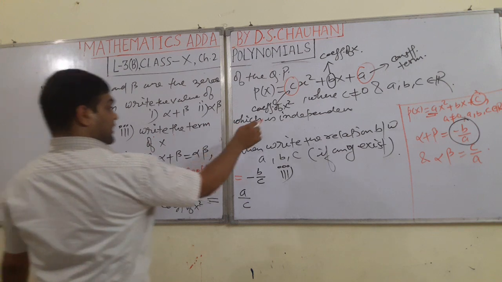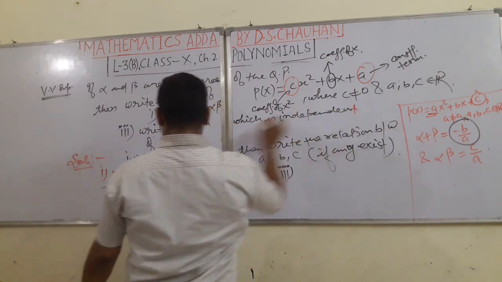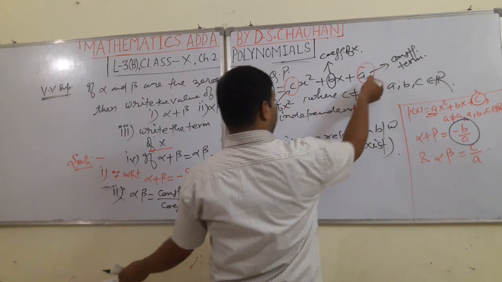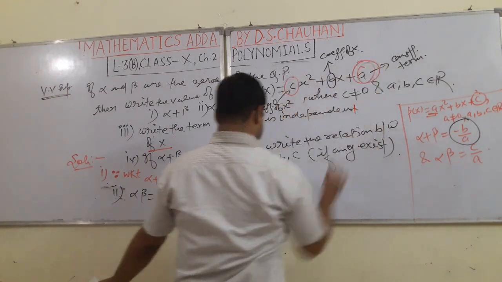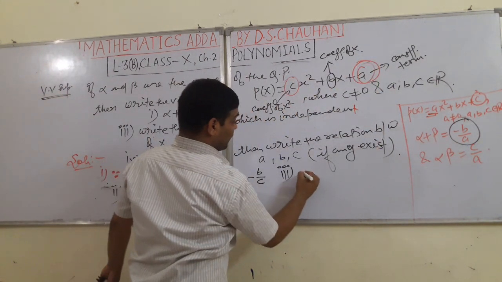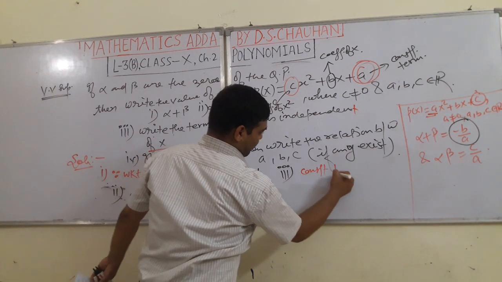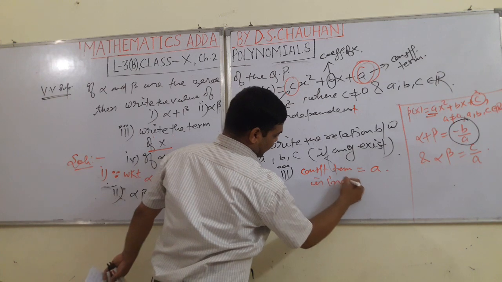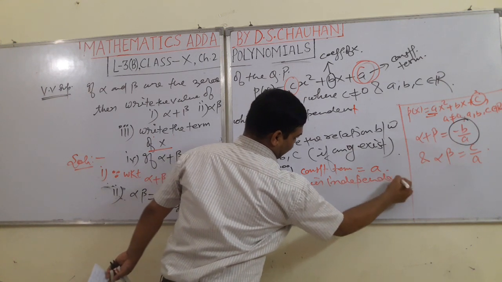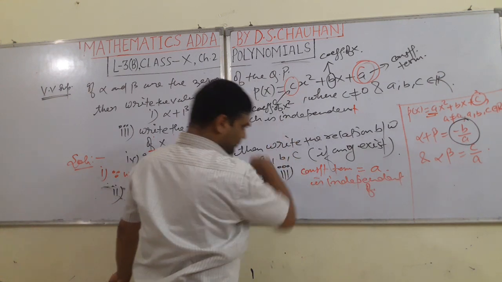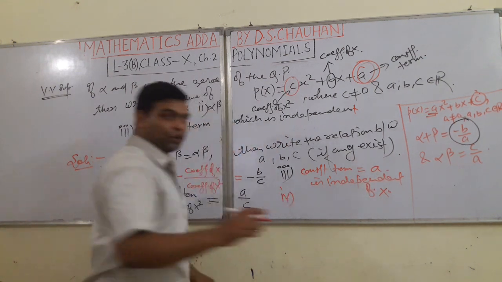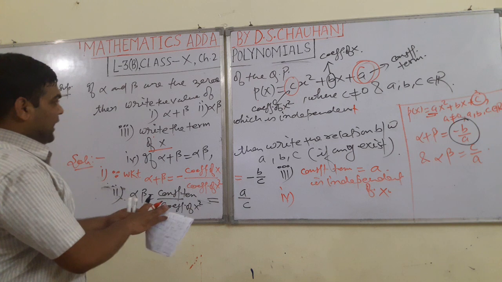Okay, next the third part. Write the term which is independent of x. Which term in this given equation is independent of x? This constant term. So the constant term, which is a here, is independent of x.